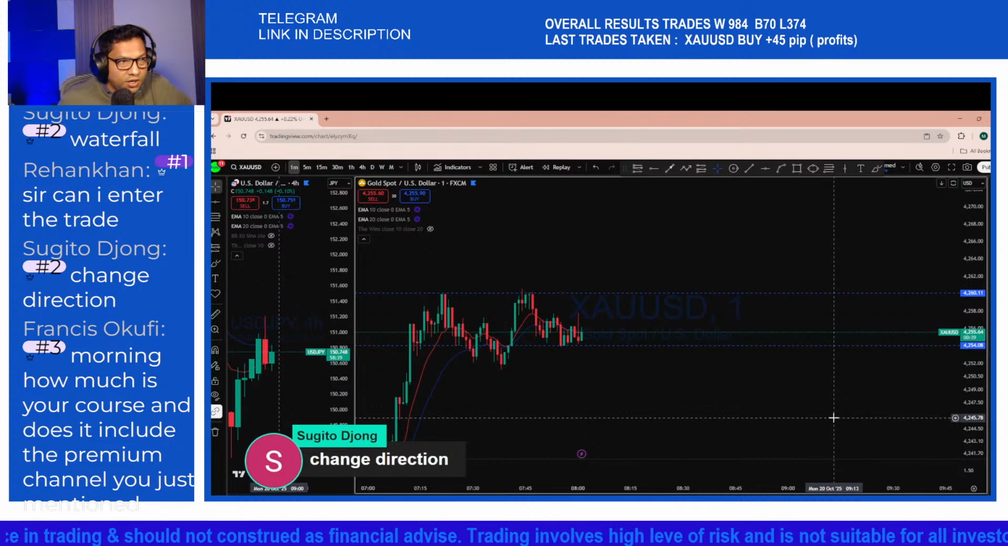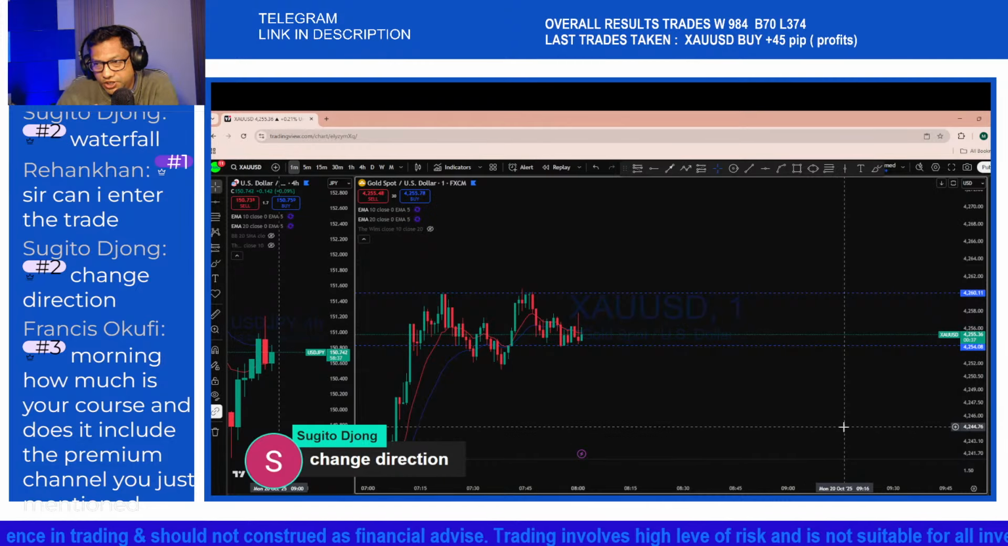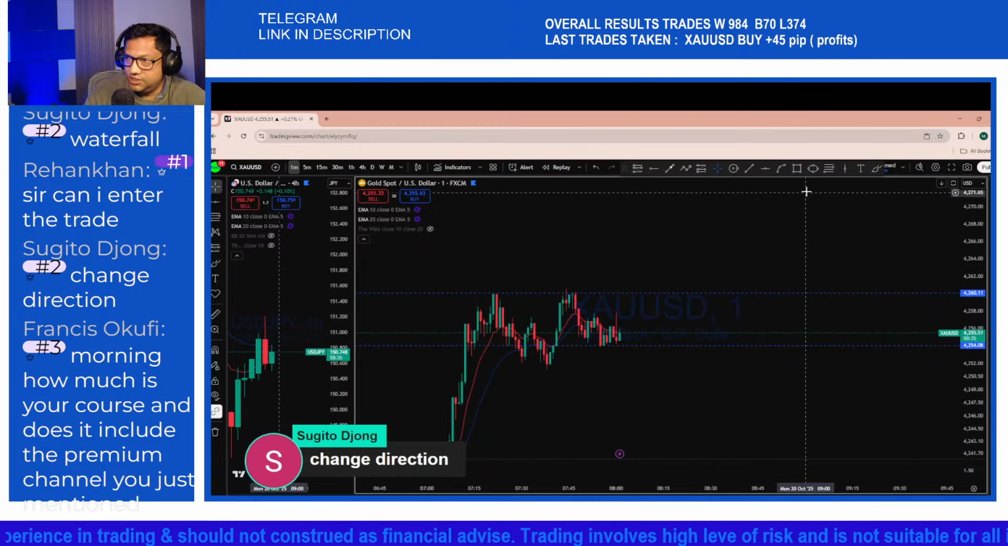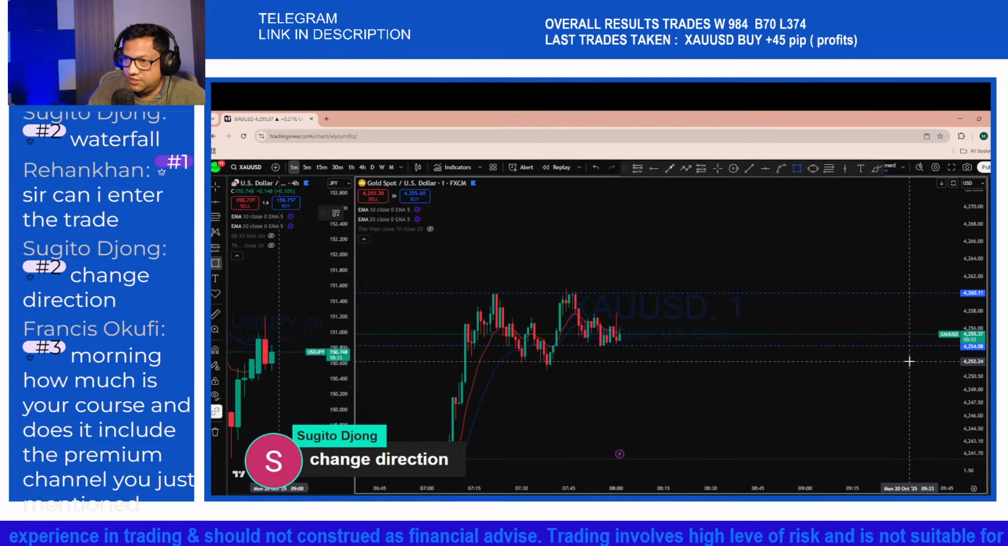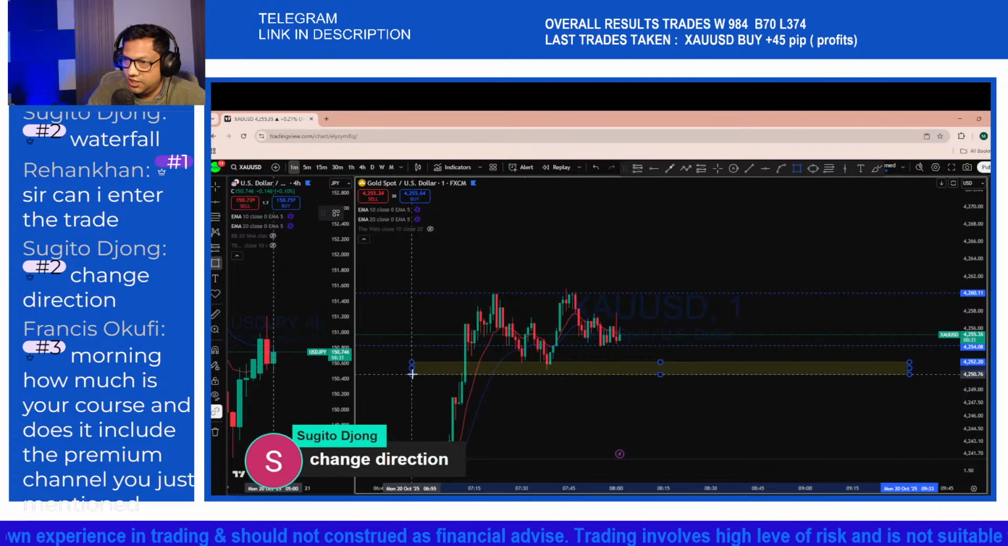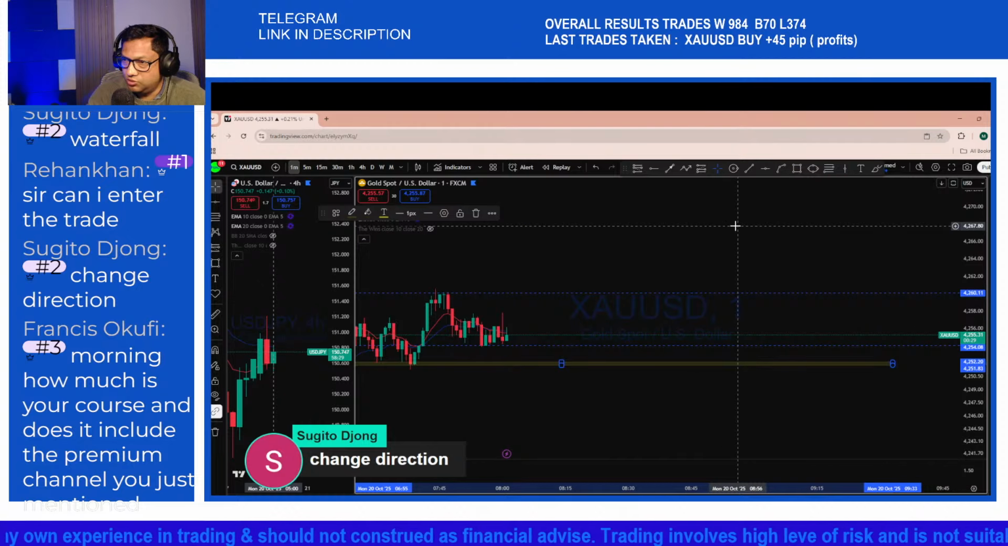Waiting for a new entry. The structure formation here, you can see the market is at this support level, and I'm expecting the price to test and then return back to that area at the support level.